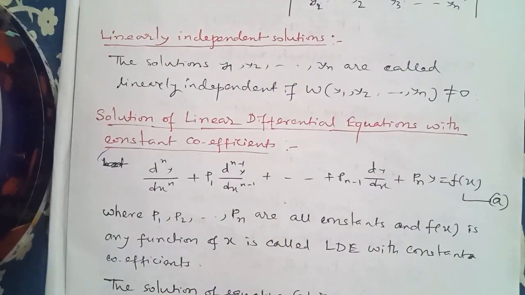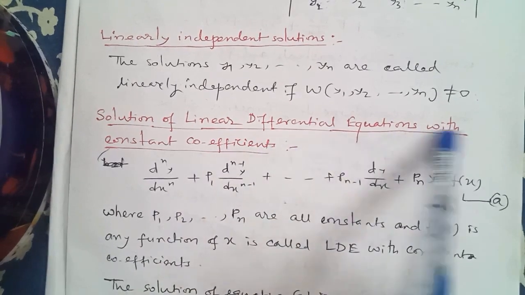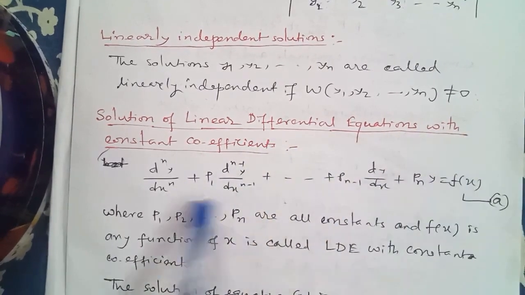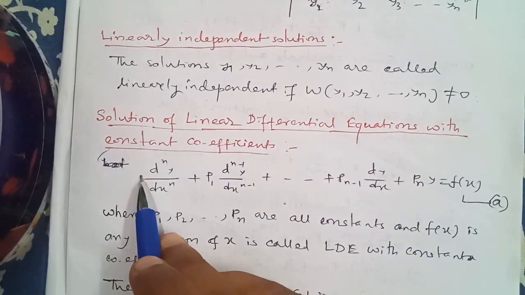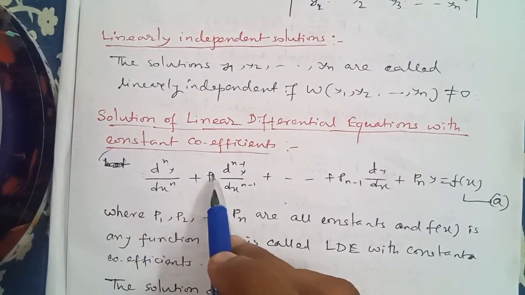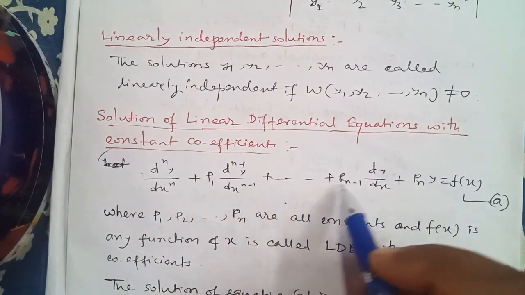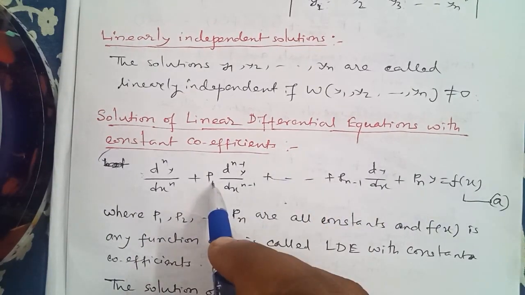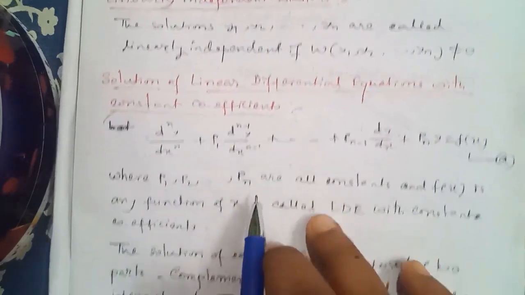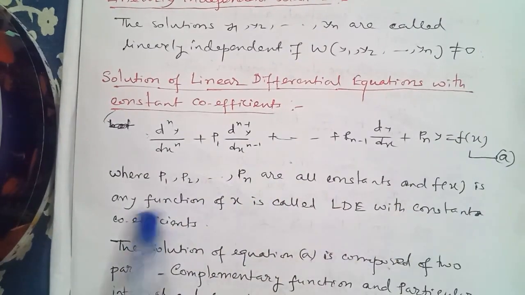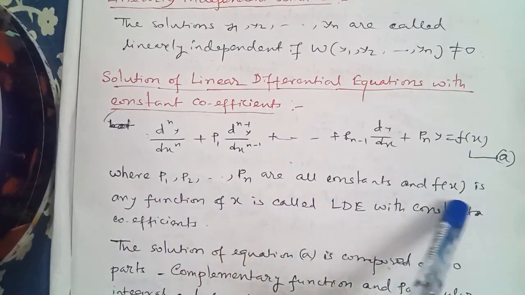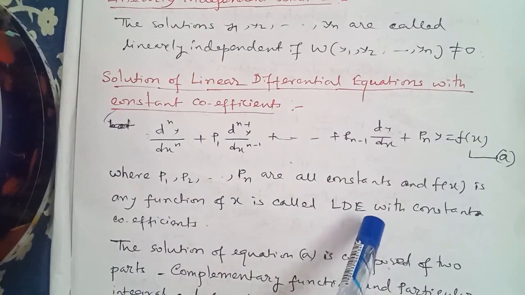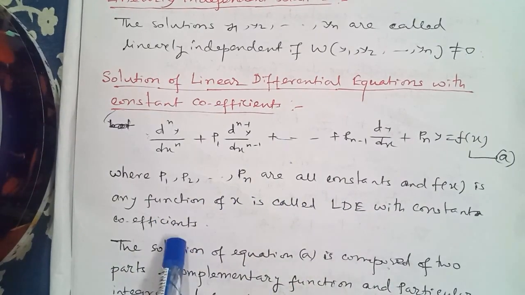Now the solution of linear differential equations with constant coefficients. Okay students, the coefficients I mentioned here in a linear differential equation, p1, ... pn-1, pn, can be real numbers, meaning they can be constants and also functions. Where p1, p2, ... pn are all constants and f(x) is any function of x, it is called an LDE, a linear differential equation with constant coefficients.